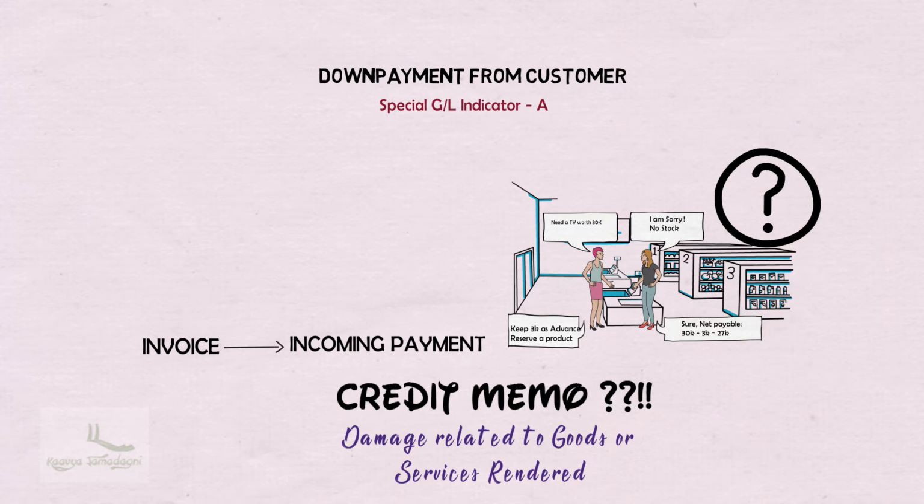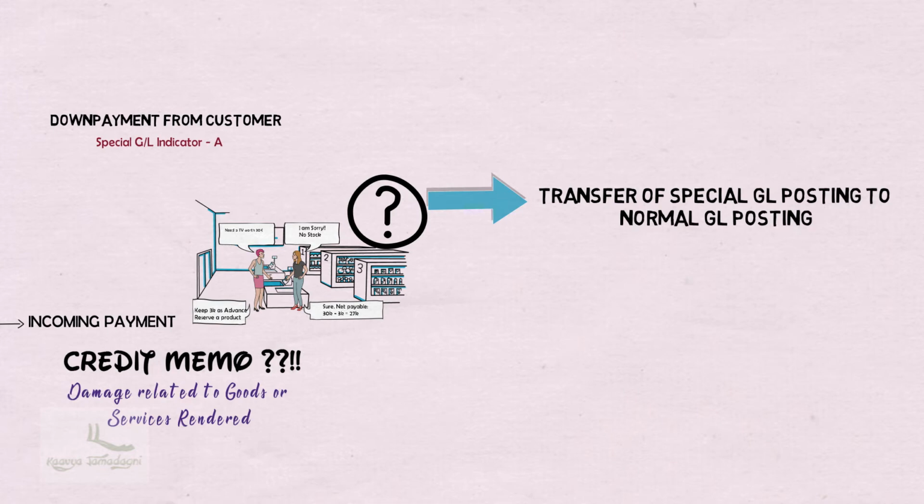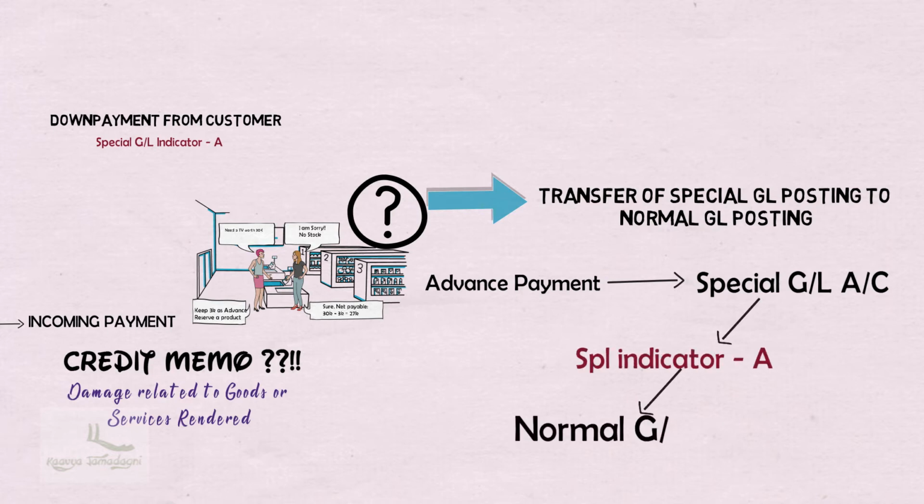So, to make this process of advance payment possible in SAP, we use the process of transfer of special GL posting to normal GL posting. That means, when we receive the advance payment from the customer, we post to a special GL account. And then, before receiving the complete payment, we transfer this posting in the special GL account to normal GL posting with the use of special GL indicator A.